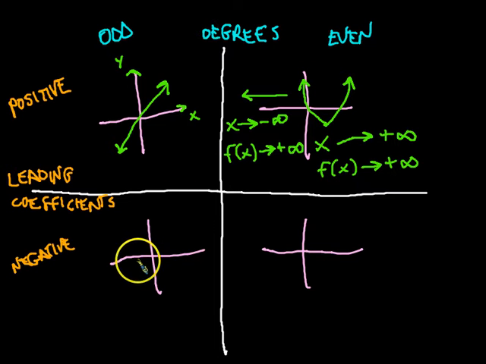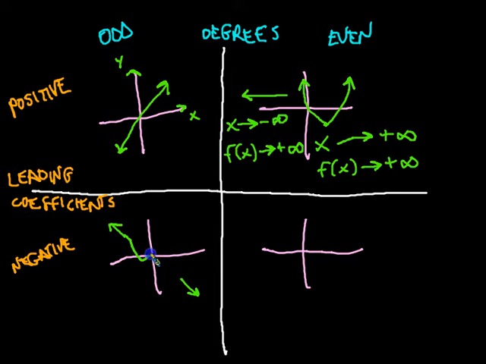For odd degree polynomials, if we have a negative leading coefficient, we get something like this on the ends. We're not saying there's no squiggles in the middle. So let me be really clear about this. We go up as we go to the left, and we go down as we go to the right. But in between, anything could happen.